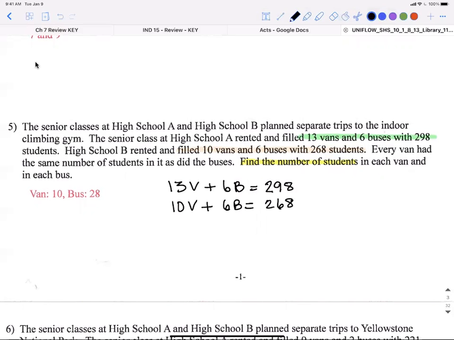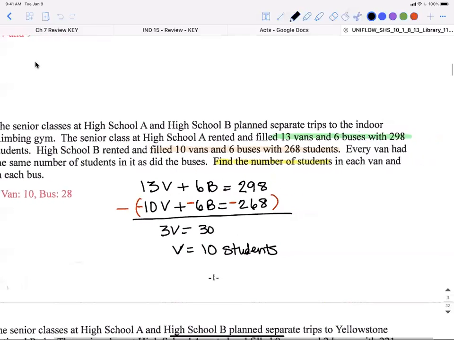And now again, this should look very familiar from this point as far as solving it. I have 6 buses and 6 buses, which means if I run a negative through one of these, I can get the buses to eliminate. And then that means I'm going to be solving for the vans first. If I do that, then 13V minus 10V is 3V, and 298 minus 268 is 30. When I divide both sides by 3, I get that the vans hold 10 students. The vans hold 10 students.